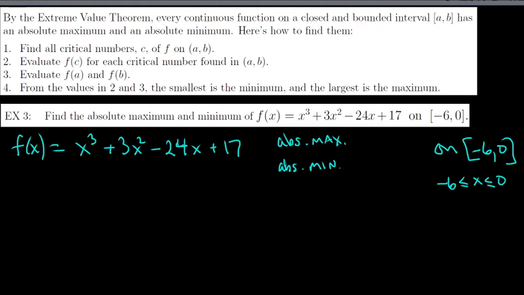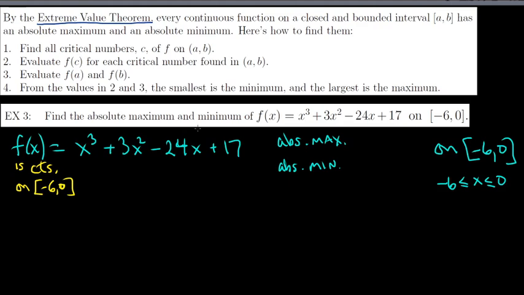Remember, it wasn't that long ago that we did the extreme value theorem, which tells us that when you have a continuous function like this, on a closed interval, it includes the endpoints, 0 and -6, then that guarantees you have an absolute maximum and absolute minimum. Okay, so now we just have to find them. So how do we find the absolute maximum or minimum of a continuous function on a closed and bounded interval?